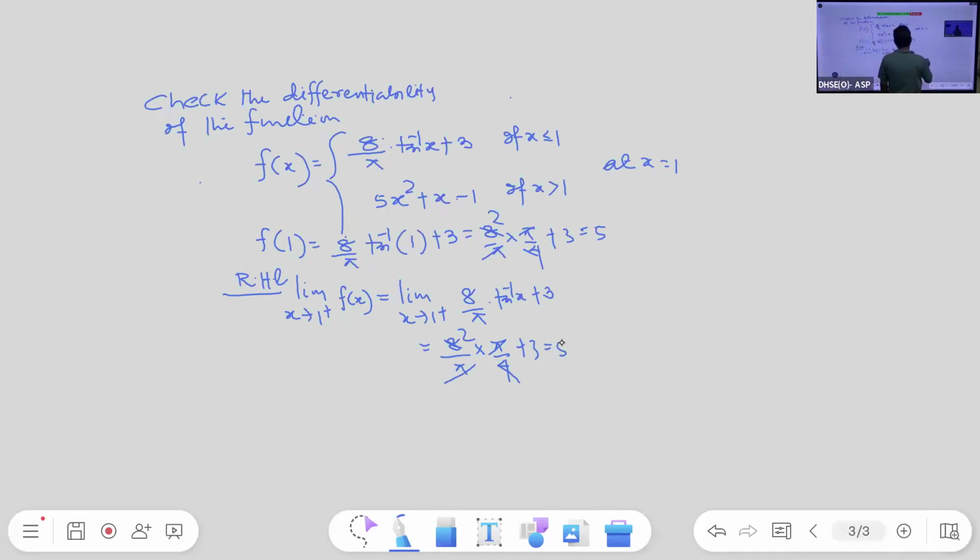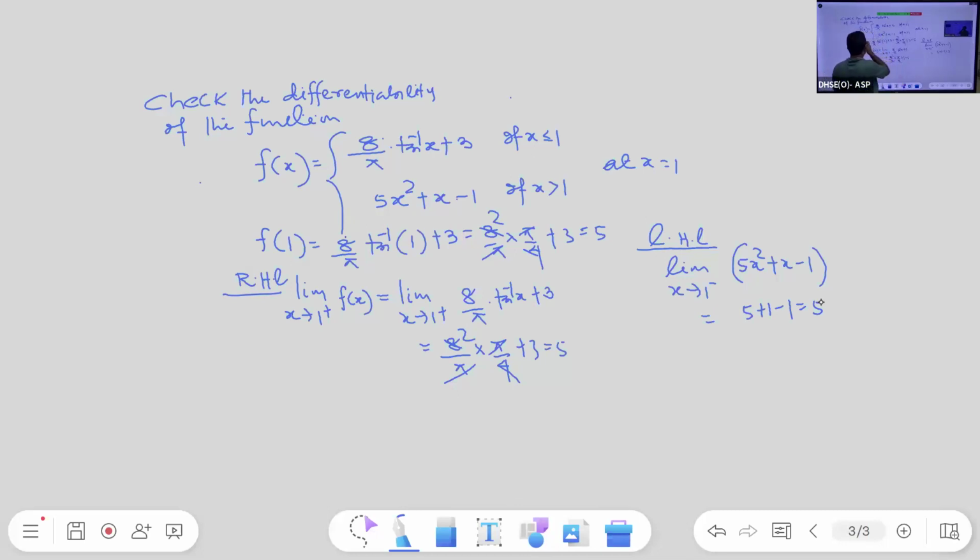Now we have to find out the left hand limit of the function. LHL, limit x tending to 1 minus f of x. f of x is 5x square plus x minus 1. This is equal to 5 plus 1 minus 1 is equal to 5. So left hand limit of the function is 5. Right hand limit of the function is 5. Value of the function is 5. And the function is continuous at x is equal to 1.